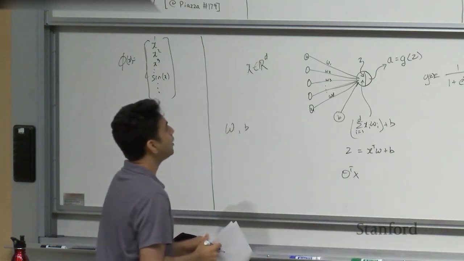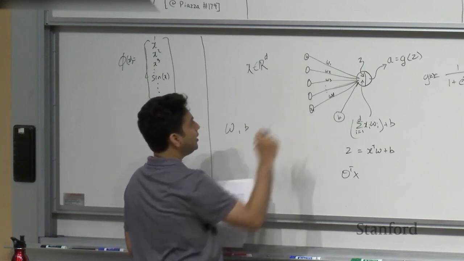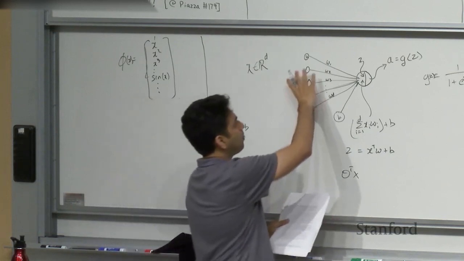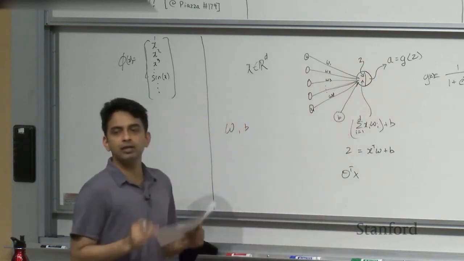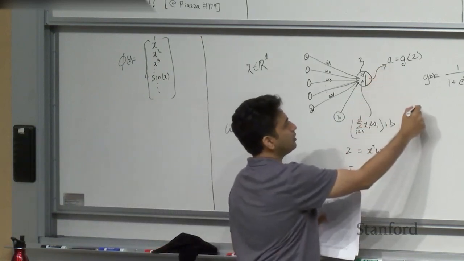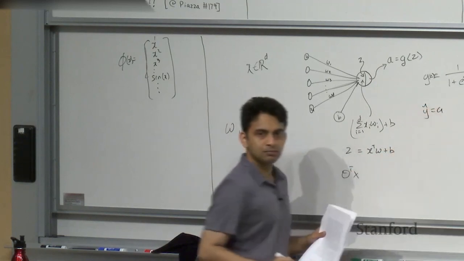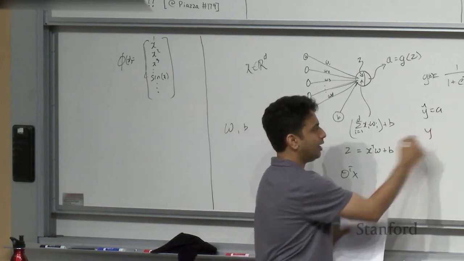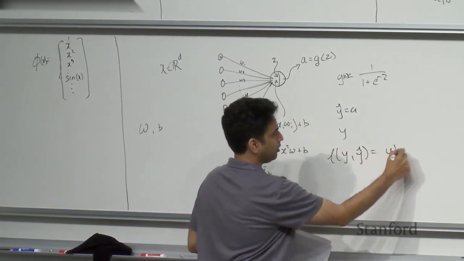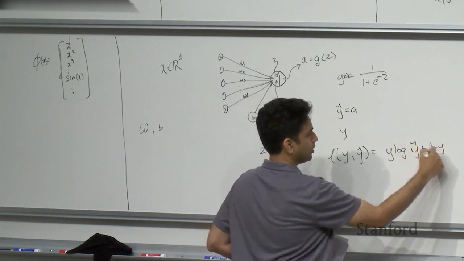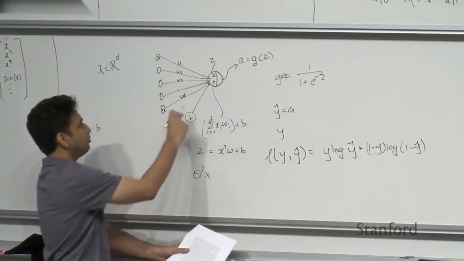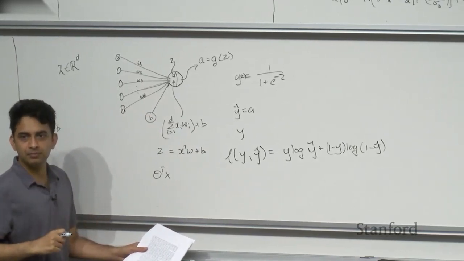In this particular configuration, x1 to xd is fixed. There's no feature map here. x1 through xd is fixed. And everything that we've seen here is basically exactly logistic regression with no difference whatsoever. If this was logistic regression, we would call A our y hat, and we would have the right label y, and we would construct a loss L(y, y hat) equal to y log y hat plus (1 minus y) log (1 minus y hat). In place of y hat, we would express y hat as a function of w's and b's and perform gradient descent. That was logistic regression.